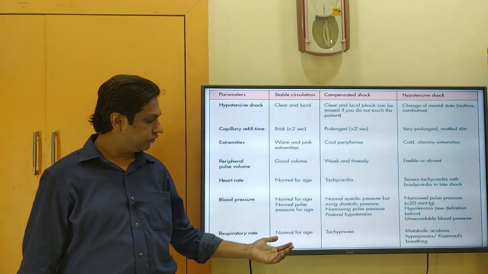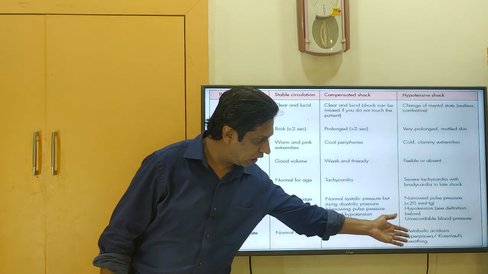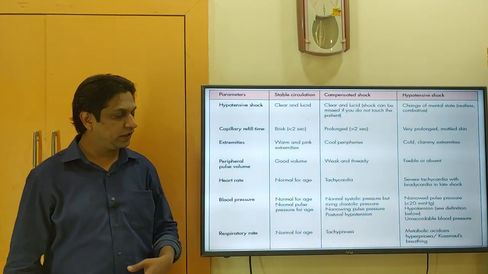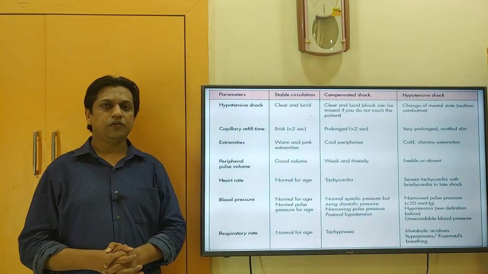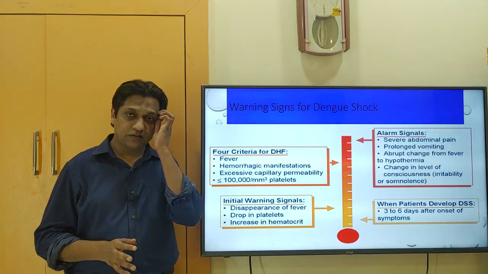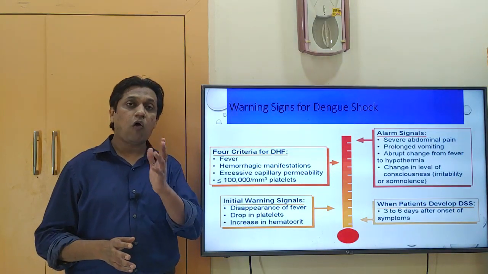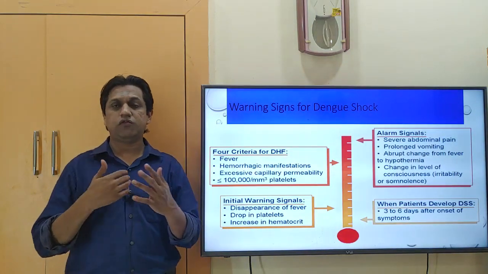Then also we have to see the respiratory rate, if there is tachypnea or complications like metabolic acidosis and so on. So this is how we have to assess the patients, and also we have to look for the warning signs. What are the warning signs?